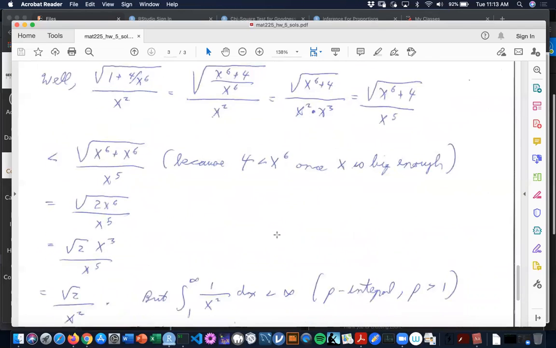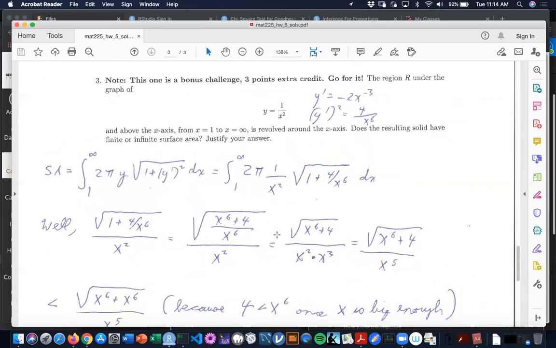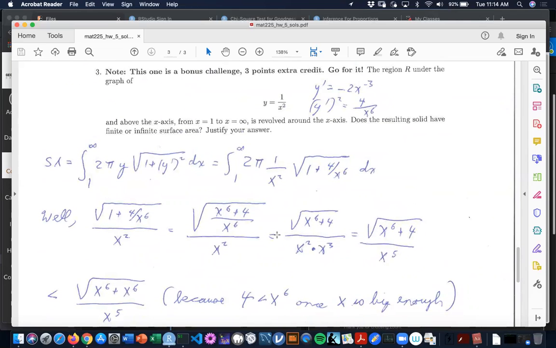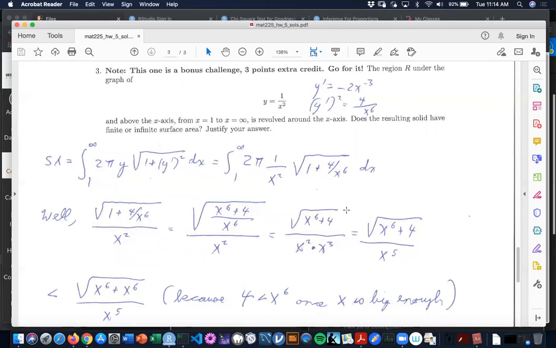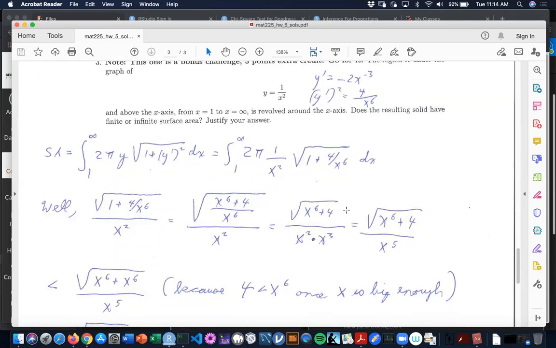Well, when you look at this one, I'll just show you here. You can do it. So you do the y prime. It's -2 x to the -3. You square that, and that's a +4 x to the -6. So 4 over x to the 6. And so your surface area is 2 times pi times f of x times the square root of the stuff. So the integral from 1 to infinity of 2 pi, 1 over x squared, square root of 1 plus 4 over x to the 6. Thank goodness, you only need to know if this is finite surface area or not.